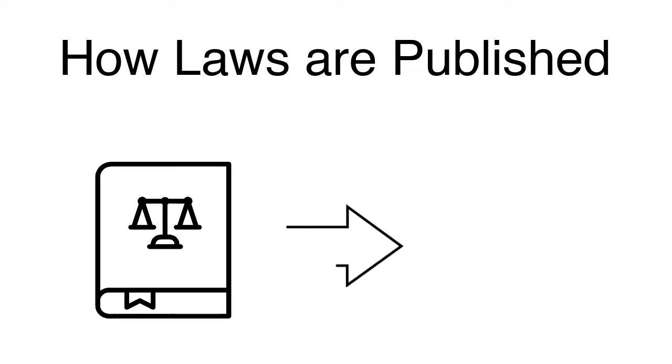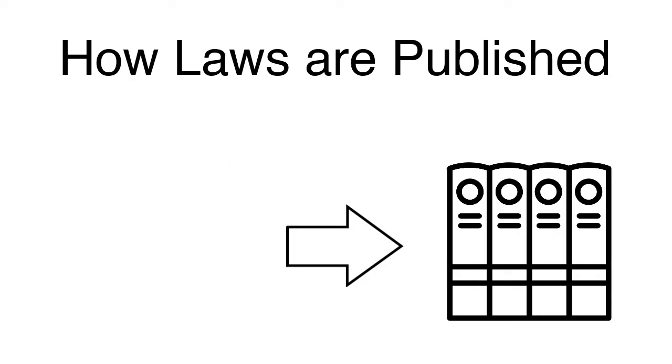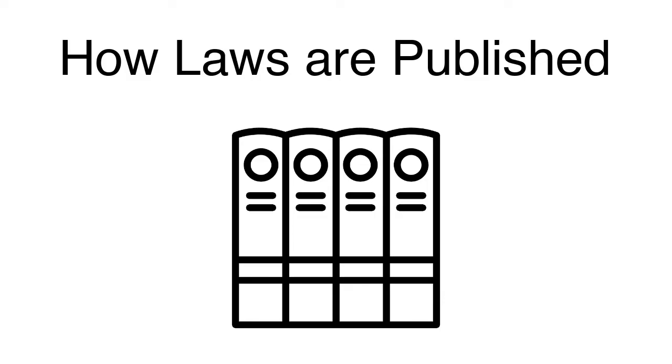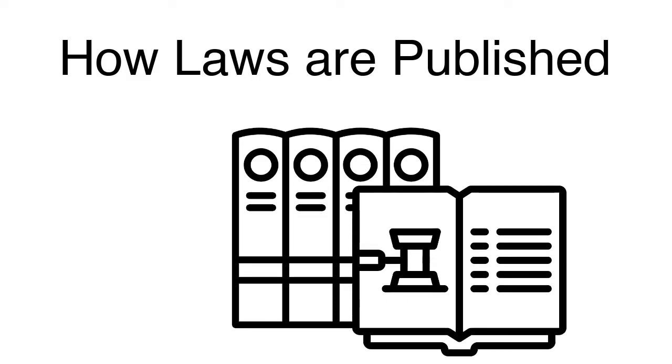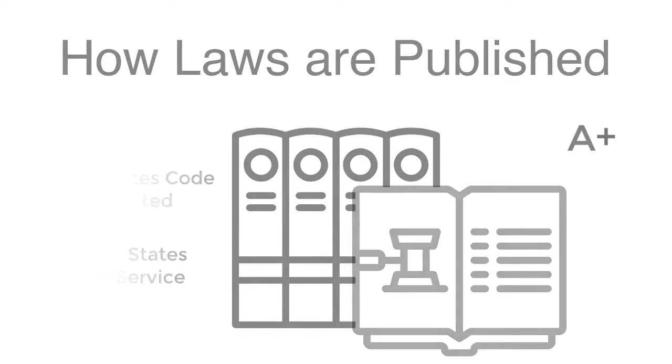Next, the current laws in force are published in the United States Code, a compilation of laws organized by subject. Commercial publishers like Westlaw and Lexis also produce annotated sets of laws that connect sections of the US Code to cases, regulations, and secondary sources, which help the reader to better understand the law in context. These are called the United States Code Annotated and the United States Code Service. Annotated codes are a great place to start your research.